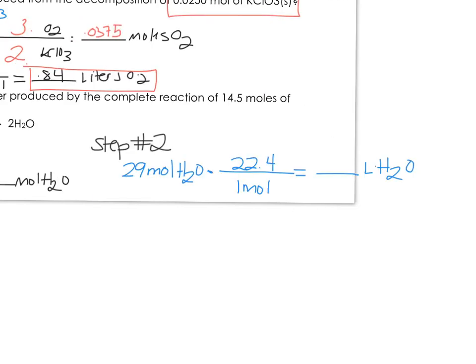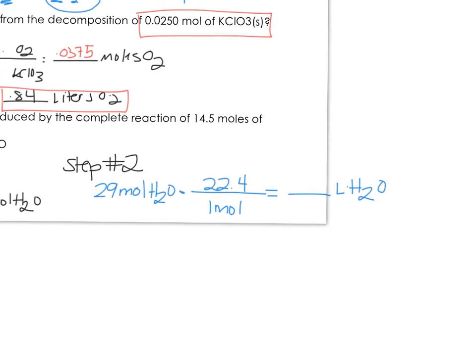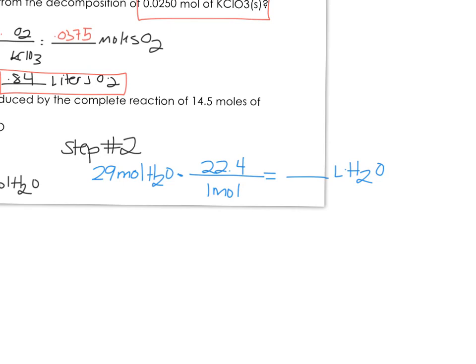Alrighty, so here's step 2. We have 29 moles of H2O that we found from our step 1. Okay, and then all we're doing is the moles to liter conversion. We want moles to cancel out, so moles and moles, and we want liters on top, so we do 29 times 22.4 liters, and we will ultimately get an answer of 649.6.